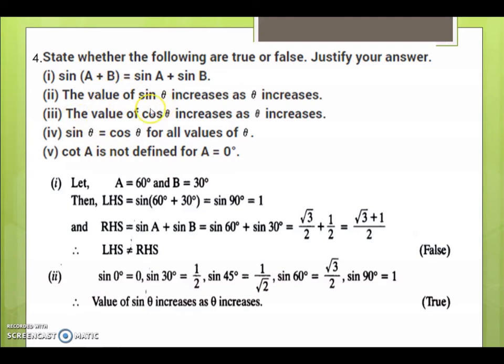The second one is the value of sine theta increases as theta increases. Now this is correct. This is true. Because if you see sine 0 is 0, sine 30 is 1 by 2, sine 45 is 1 by root 2, root 3 by 2 and 1. So the value is continuously increasing from 0 to 1. Between 0 to 1 only the values will be there, increasing values. So as theta is increasing from 0 to 90, the value of sine theta increases from 0 to 1. So this is a true statement.